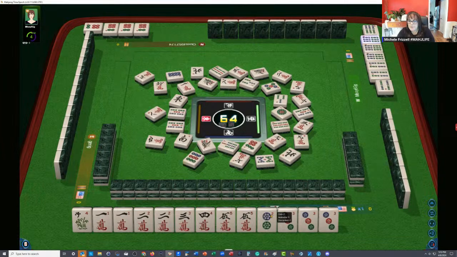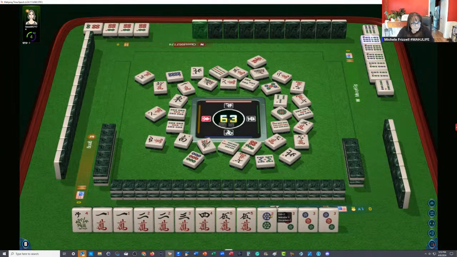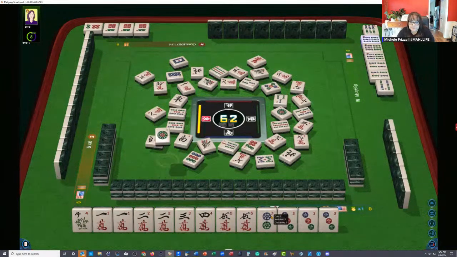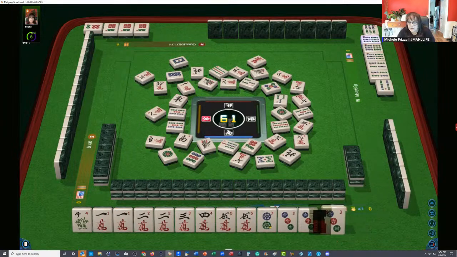Okay, 4 bam there. Red dragon. A hand from heaven is when East has a winning hand in their dealt hand. That is a hand from heaven. White dragon. And it's double value. It's like a self-pick win. Okay, there's a 6.